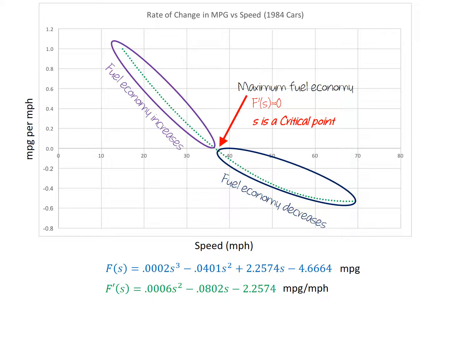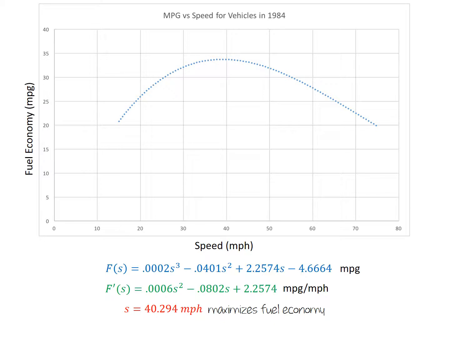To find the value of this critical point, we would need to set f prime of s equal to 0 and solve for s, either using here the quadratic formula or a computer. We'd get s equals 40.294 miles per hour. So, for cars in 1984, the fuel economy is maximized when traveling at a speed of 40.294 miles per hour. And we can see this on the original graph. Here's the original graph of fuel economy versus speed. And you can see that it hits a maximum value when the speed is 40.294 miles per hour.